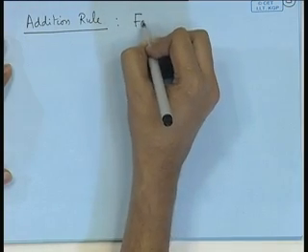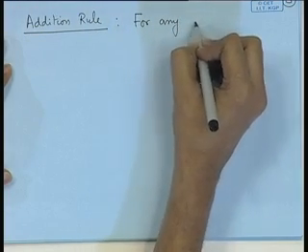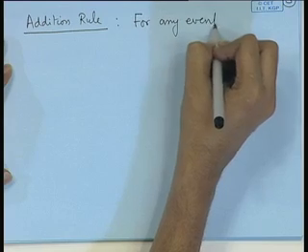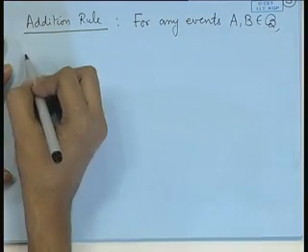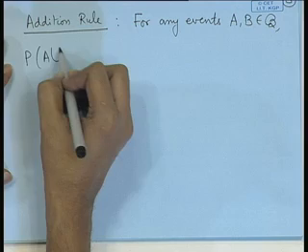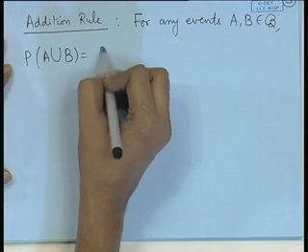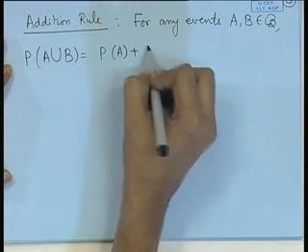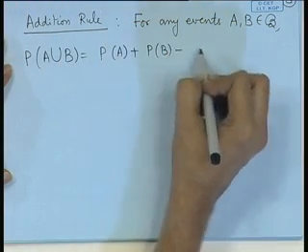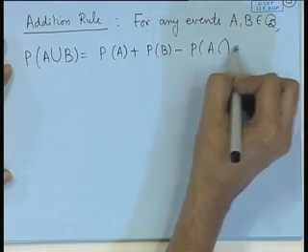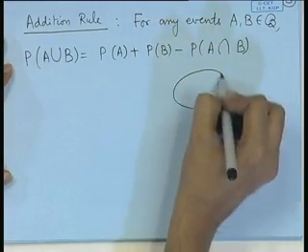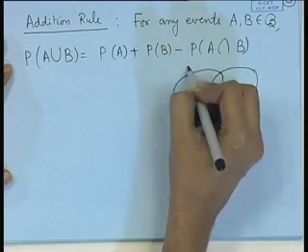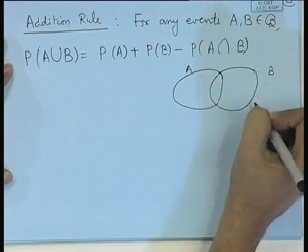For any events A and B, probability of A union B is equal to probability of A plus probability of B minus probability of A intersection B. In order to prove this statement, let us consider any two sets A and B.